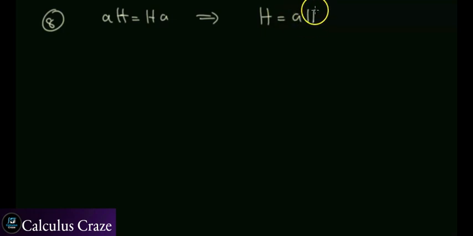Now we have got the property number 8, and it says that if you have ah equal to ha, then this implies that h is same as a inverse h a, and the reverse is also true. But this is very interesting for the normal groups, so we will use this when we will be talking about the normal subgroups. Now I assume one side, and I'll prove the other side.